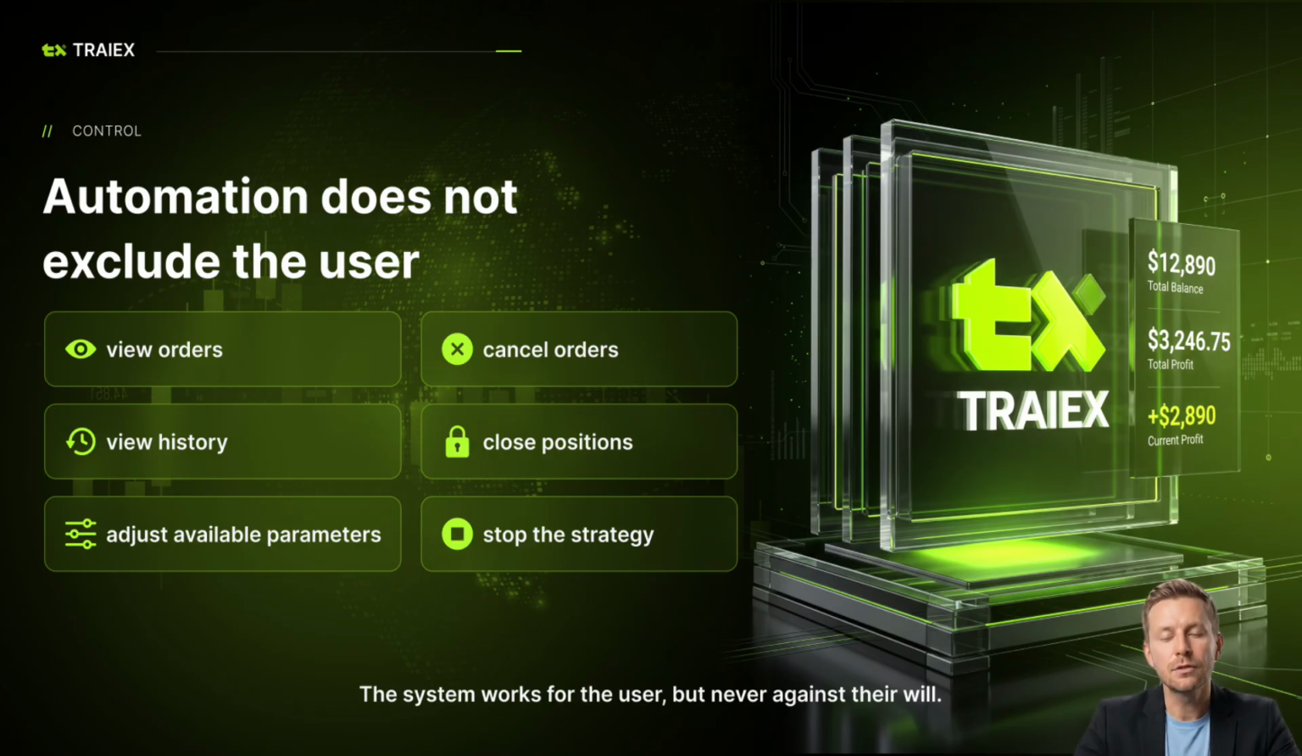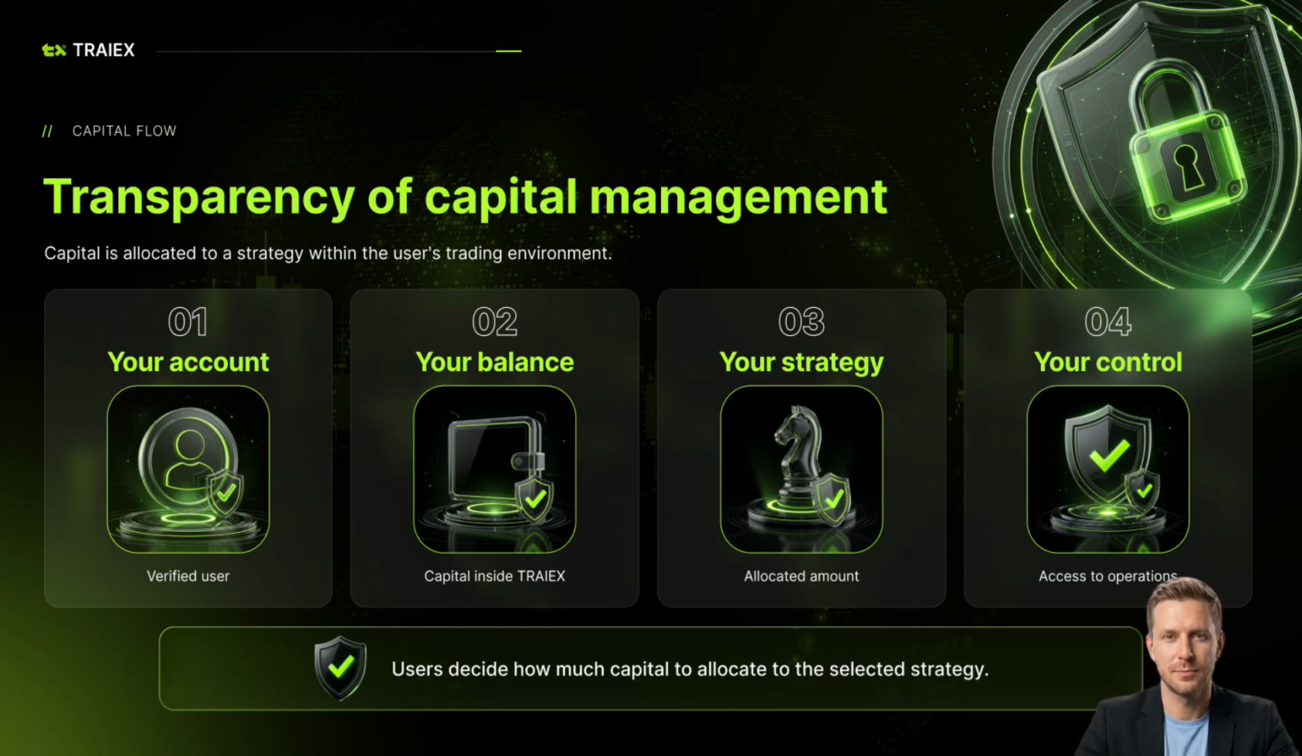They can cancel an order, close a position, or stop the strategy. In other words, TRAIEX automates trading actions, but does not exclude the owner of the capital from the process. The system works on the user's behalf without overriding their decisions. For most people, the main objection to automated trading is not even about the algorithm. They are afraid of losing control over their money.